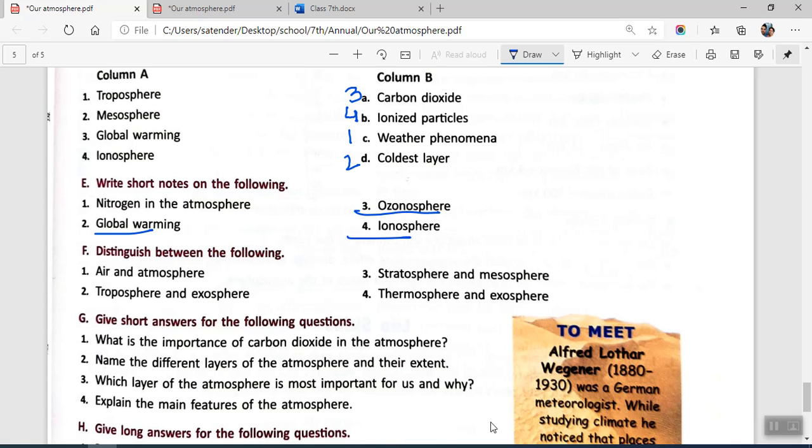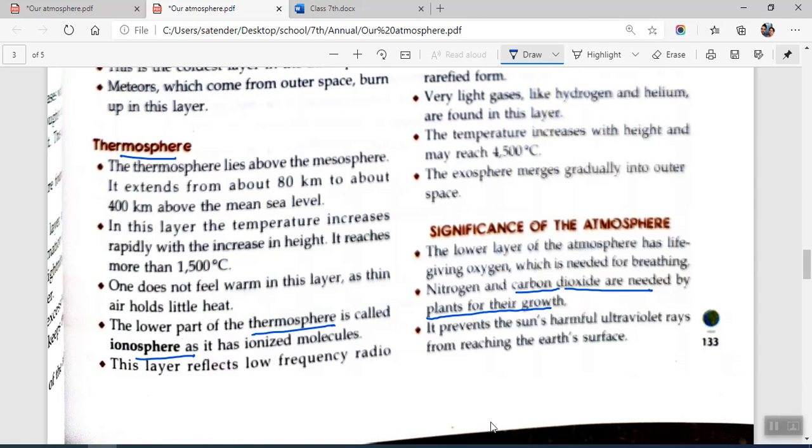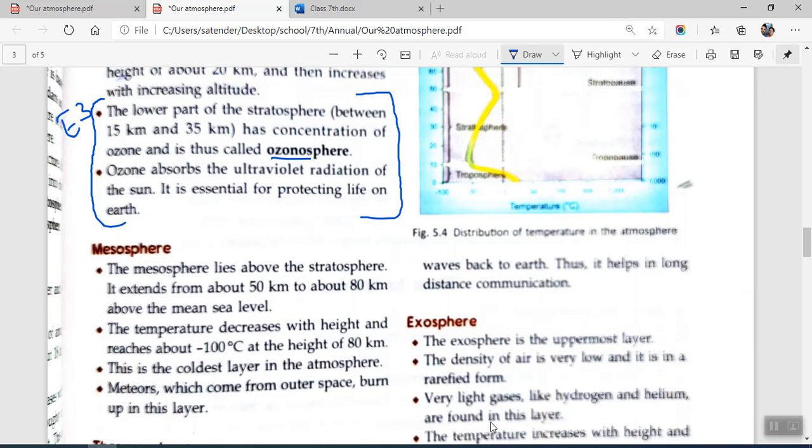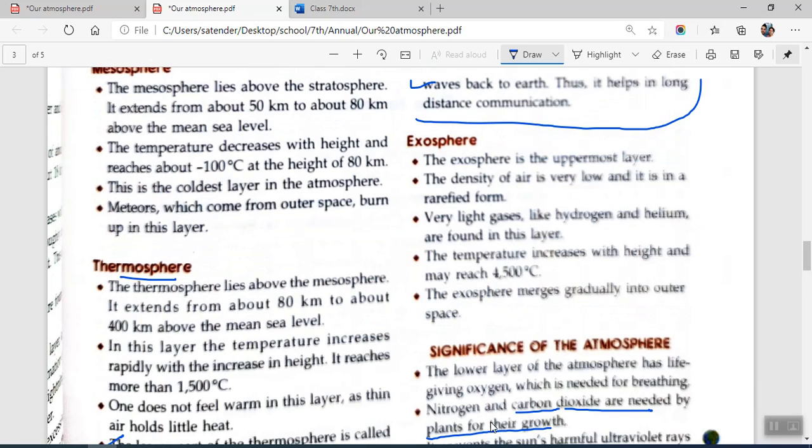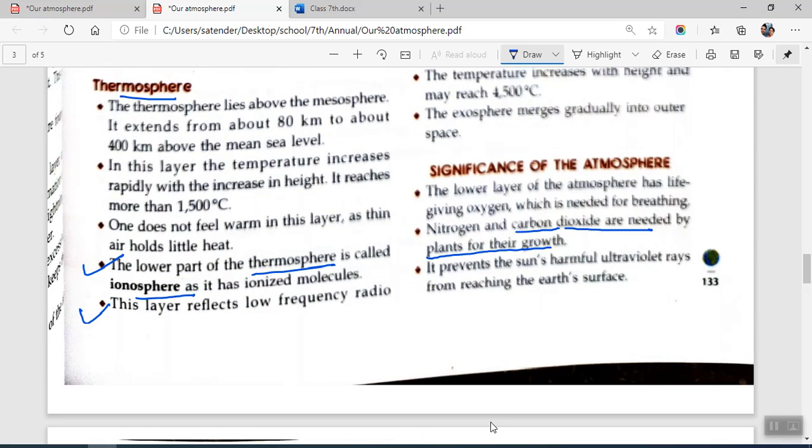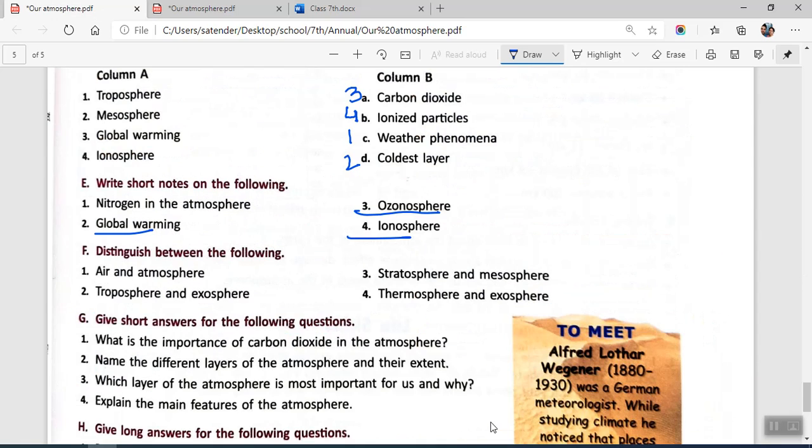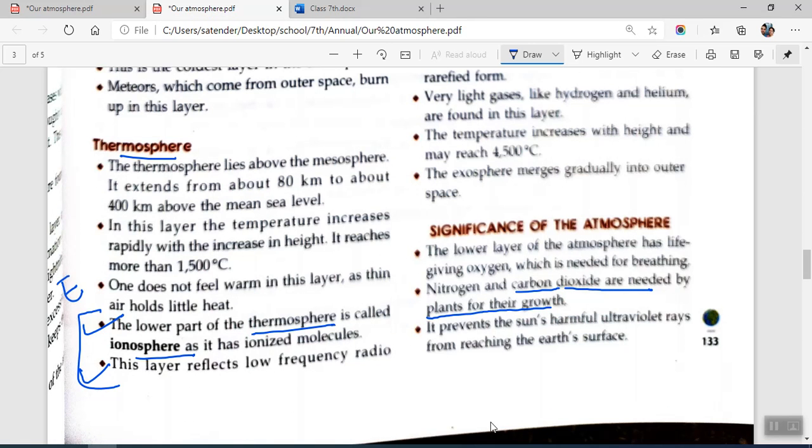Then we have ionosphere. Ionosphere will also be like this. You'll be writing this point in ionosphere and this point. This layer reflects the radio frequency wave back to Earth and thus helps us maintain long distance communication. So you'll be writing these 2 points. This is your E4. This is on page number 133.